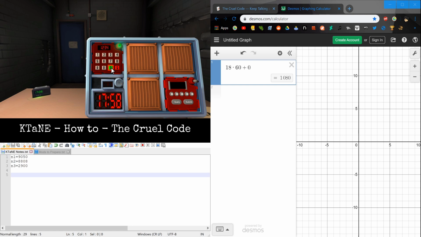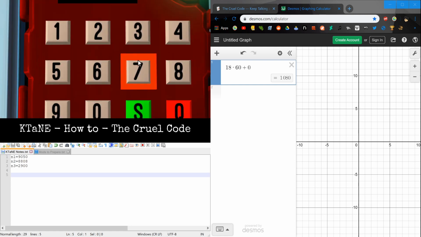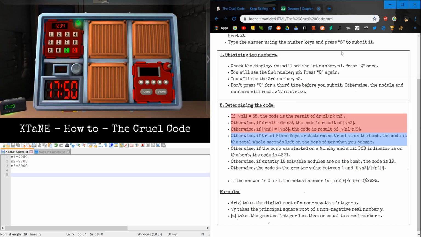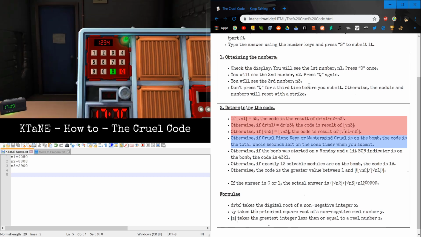There we go, and that's a solved module. The code will always change to 1, 2, 3, 4 when it solves. That's just how the module works. So yeah, I'm going to get rid of this since I don't need this anymore. So yeah, this rule right here, just be careful. You basically only get one shot. If you miss it, then you'll have to get a strike and try again. The module's kind of unforgiving in some ways, but I guess it has cruel in the title for a reason.